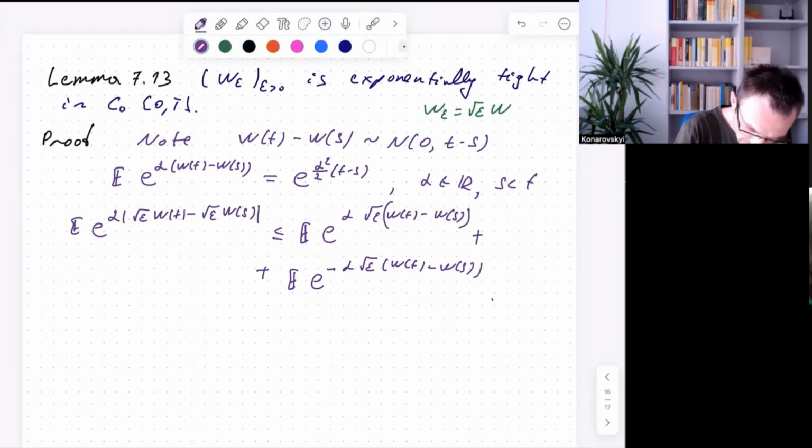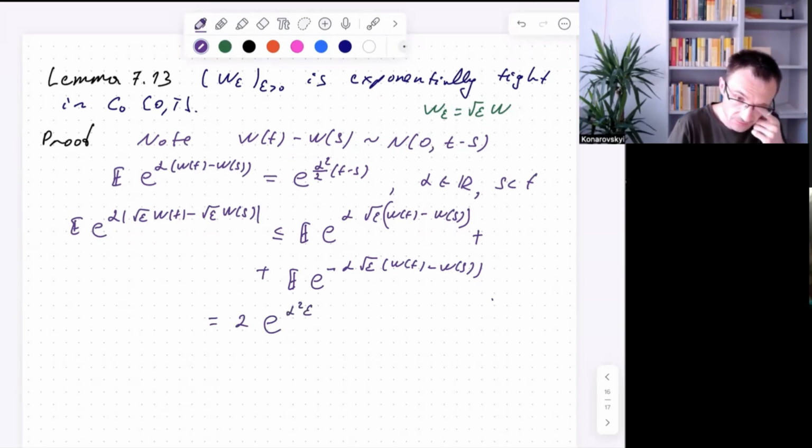And now you see that here you actually have the minus, but when you compute that expectation, here you have the square. So therefore, this minus doesn't play any role, and you can say that it is equal to 2 times e to the power alpha square, then you have square root epsilon square, that is epsilon square, divided by 2 t minus s.